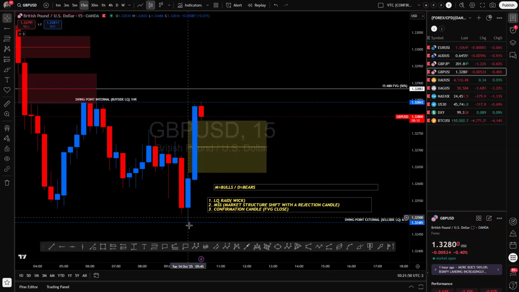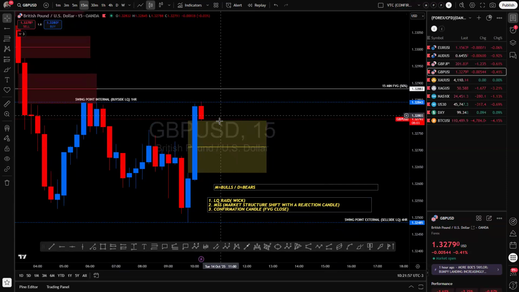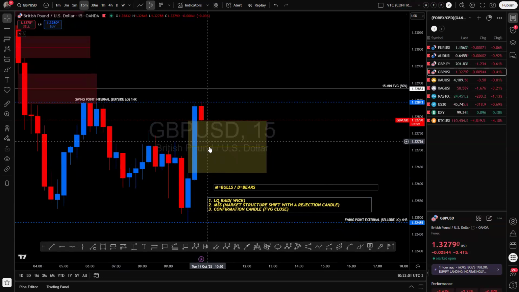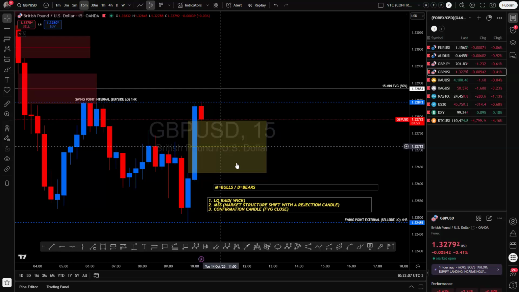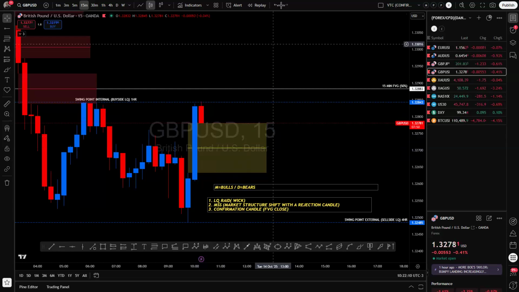Since price did distribution here at this point, it's possible that price could manipulate this fair value gap and then shoot back on down. So really, it depends on what price is going to do at this fair value gap, because if price decides to come down here and manipulate this area first, then it might be ready to just shoot it up.